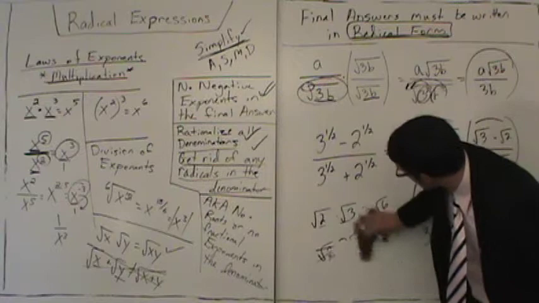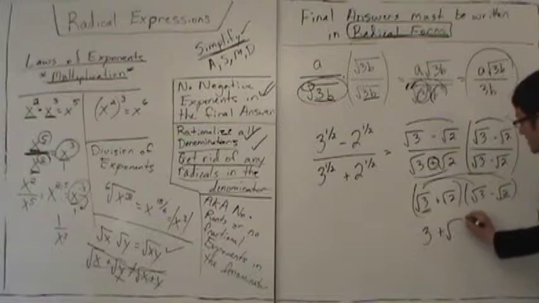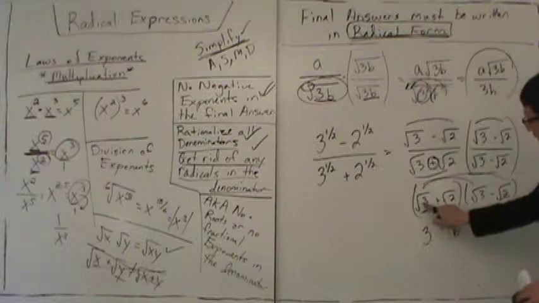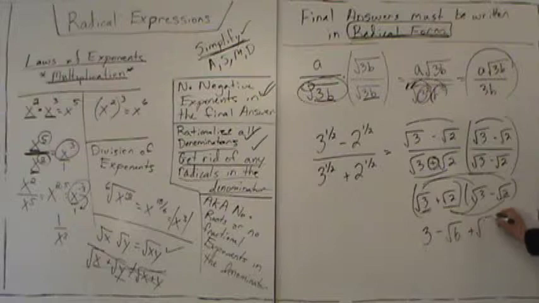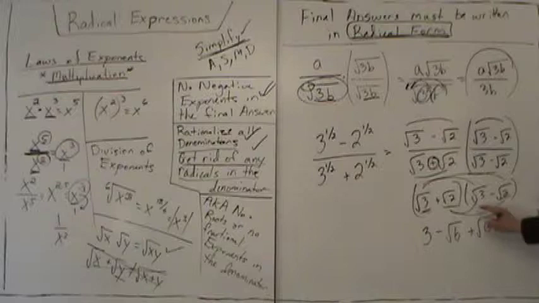So looking here, can we do root 3 times root 2? Yes, we end up with the root of 6. And now the root of 2, we have positive root 3. Positive root 3 times negative root 2 is negative root 6. And now we're going to take the second term and multiply by both. The positive root 2 times the positive root 3 is a positive root 6. And the positive root 2 times the negative root 2, positive times negative is negative. Root 2 times root 2 is just 2.